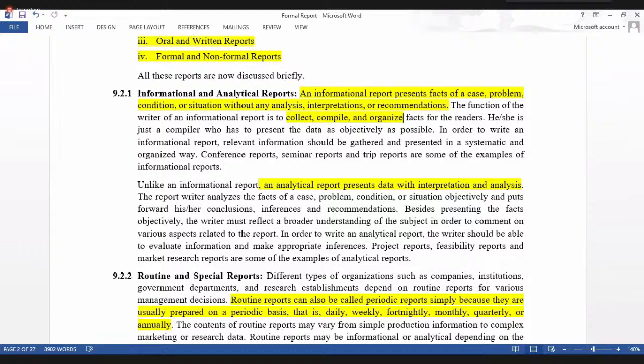So did you understand informational and analytical? In informational, we just present the facts. In analytical, we present the facts, no doubt, but we make an analytical study of the facts. We make an analysis. We interpret the facts, and then we give recommendations. We should give suggestions in an analytical report. In an informational report, we don't interpret the facts. We don't make an analysis of the facts. We don't give any recommendations or suggestions. We just present the facts. Finished. Is it clear? We present the facts in proper order.